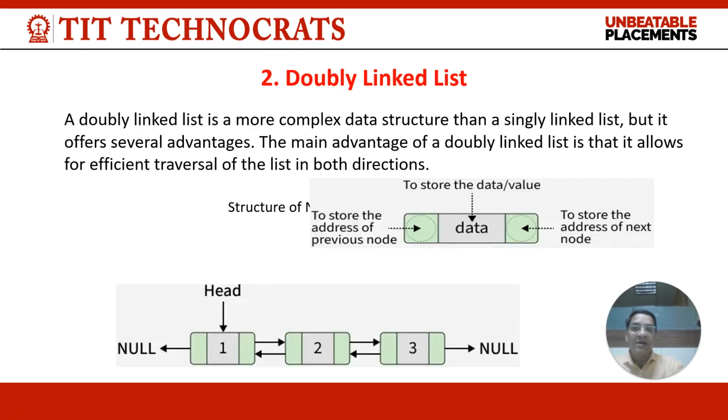Doubly linked list. A doubly linked list is a more complex data structure than a singly linked list, but it offers several advantages. The main advantage of a doubly linked list is that it allows for efficient traversal of the list in both directions. Here we show a node that contains a data field and two pointers. The left pointer connects with the left node and the right pointer connects this node with the next node.